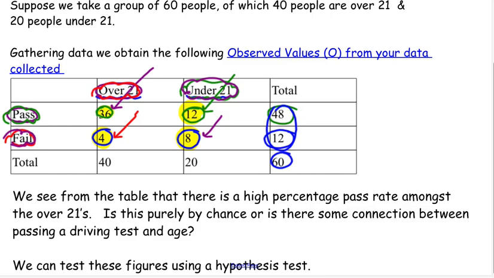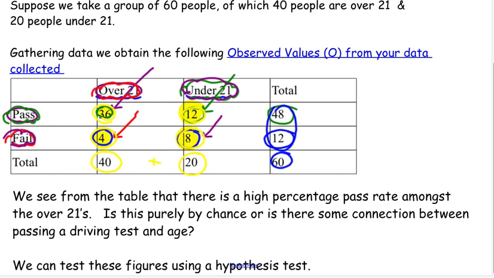Now we're going to go ahead and add these 2 numbers. 36 plus 4 is 40 people we observed, got information from, who were over 21. And then 8 and 12 is 20. We went out and surveyed 20 people under the age of 21. Again, if you add these 2 numbers, you get 60. This is our observed values.